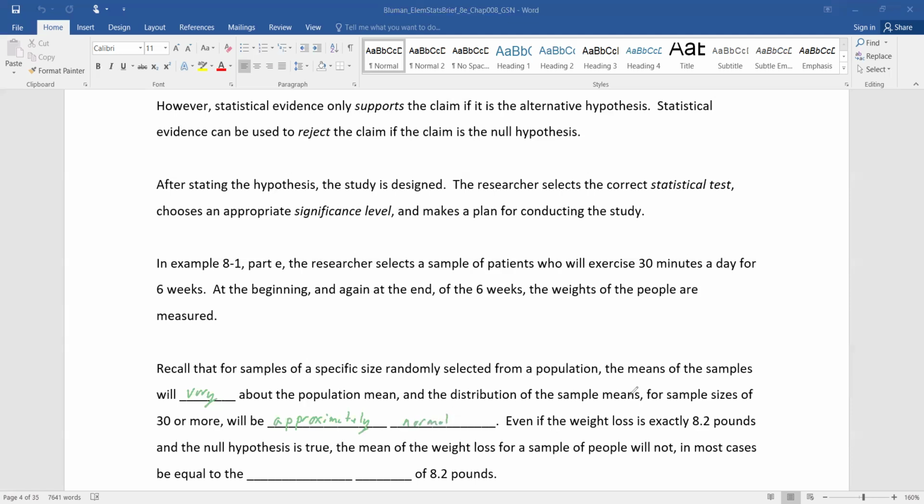Even if the weight loss is exactly 8.2 pounds and the null hypothesis is true, the mean of the weight loss for a sample of people will not, in most cases, be equal to the population mean of 8.2 pounds. And again, there are a lot of variables there as well that could have also caused more weight or less weight.